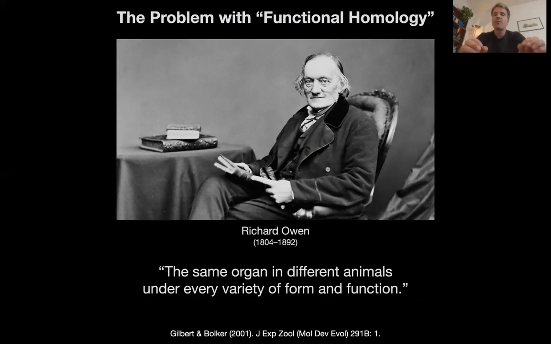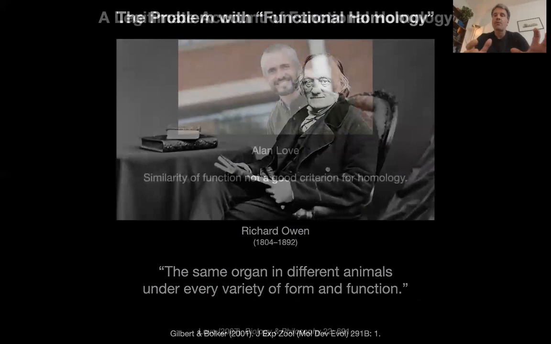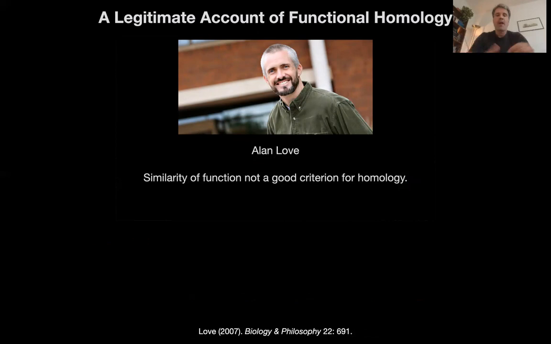So we need to be really careful with this, because of this problem that the function of homologs can differ. What we need is a refined way of thinking about what biological function is. Alan Love, in a beautiful paper in 2007, has proposed what he calls a legitimate account of functional homology. Once again, the similarity of function is not a good criterion for homology.